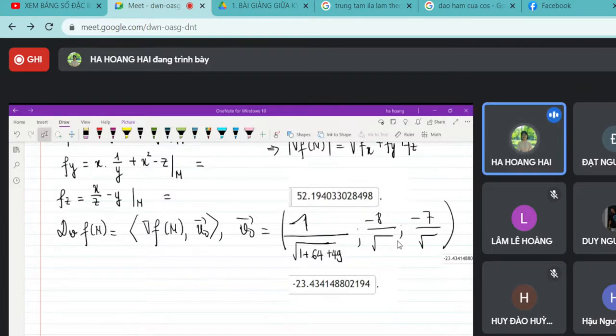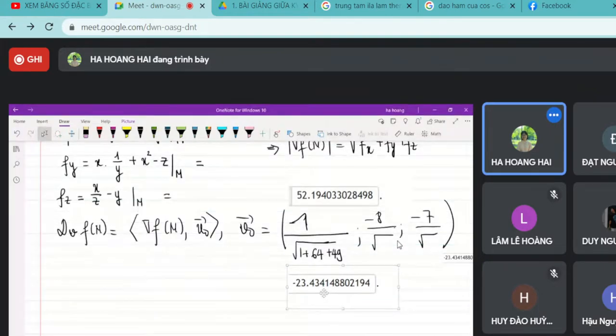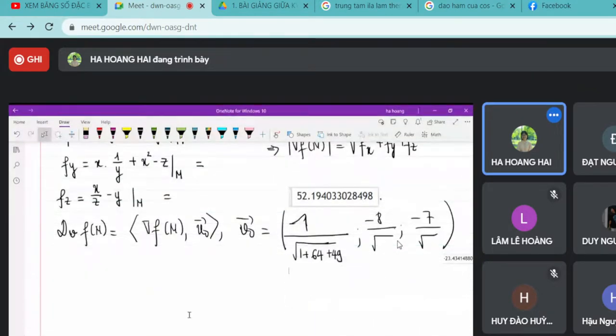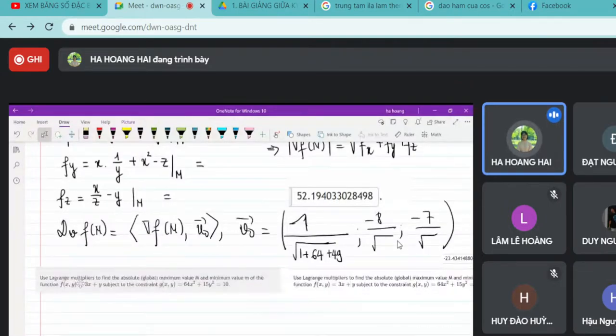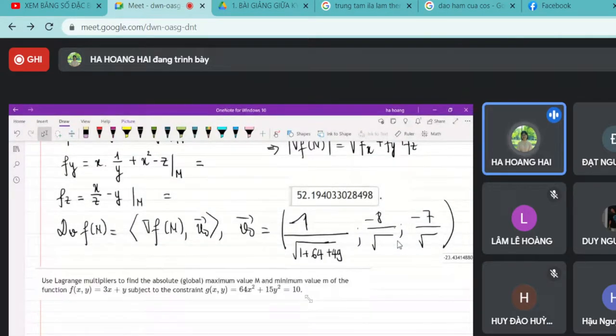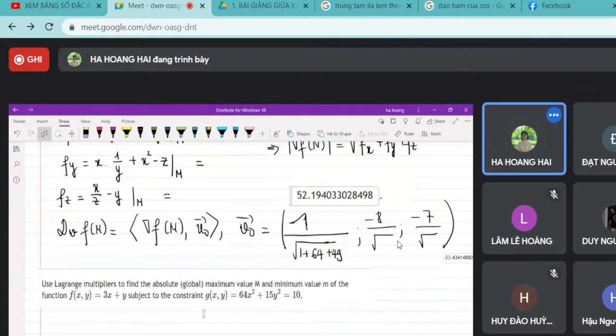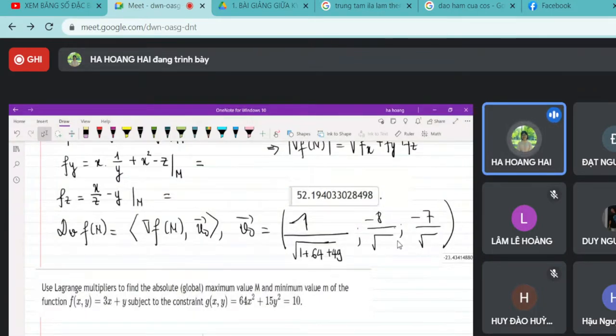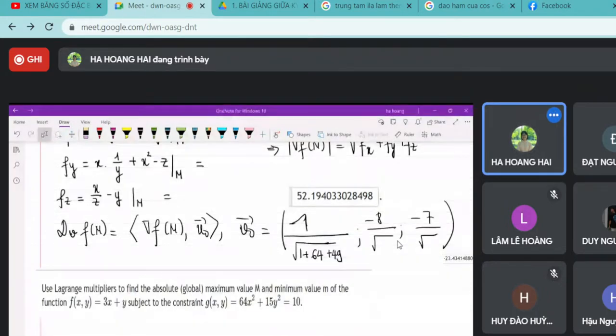Right, now let's take the next one. Use Lagrange multipliers to find the absolute maximum and minimum of the function subject to the constraint. Làm nhiều quên tay.